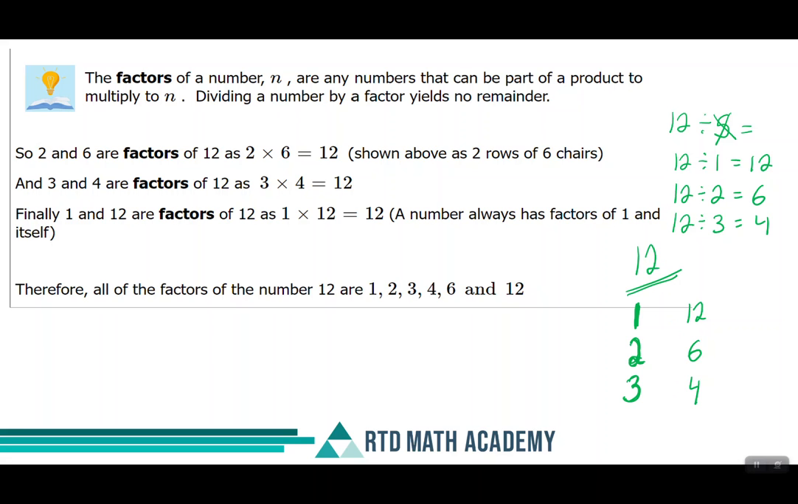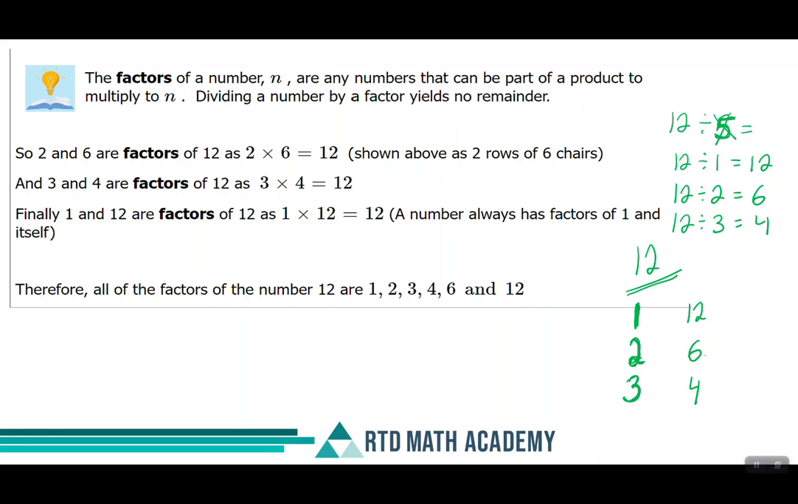From there, I don't actually have to worry about going any higher because I can see 4 on the list. Let me explain what I mean. We started with 1, we found its partner. We started with 2, we found its partner. Then we had 3, we found its partner. 4 has 3 as a partner. So let's go up to the number 5. Well, we already talked about 5. 5 doesn't work, right? 5 itself, we know is not going to be evenly divided into 12.